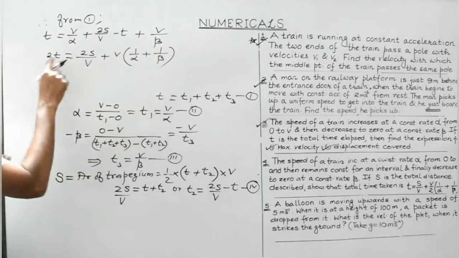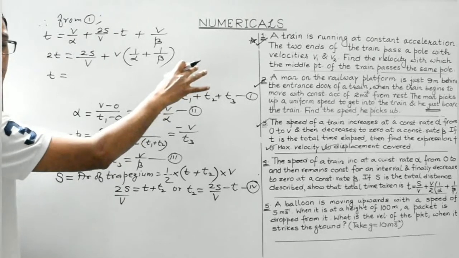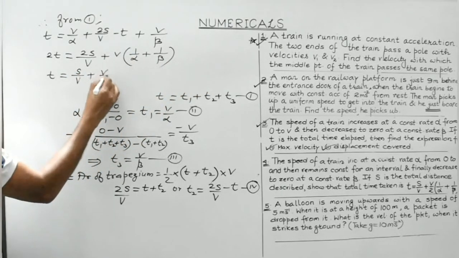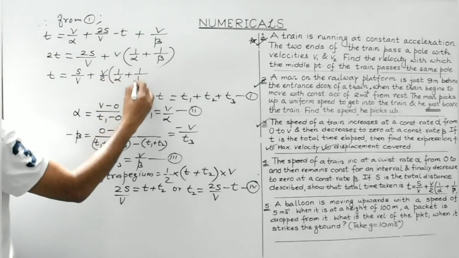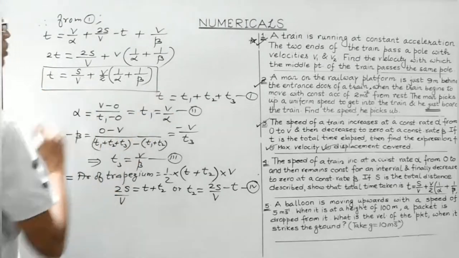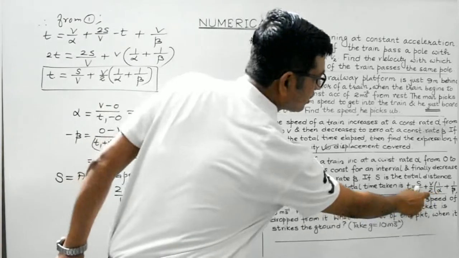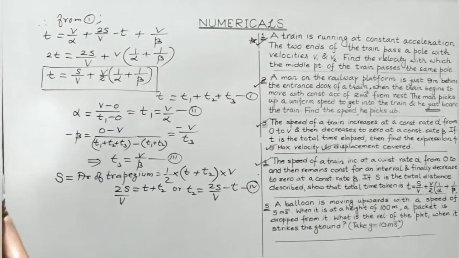Dividing by 2, we will divide the entire expression by 2. So what we get is t equals s by v plus v by 2 times (1 by alpha plus 1 by beta). So this is the expression for the total time taken by the body. So this is what we were supposed to prove. So we are done with question number 4 as well.